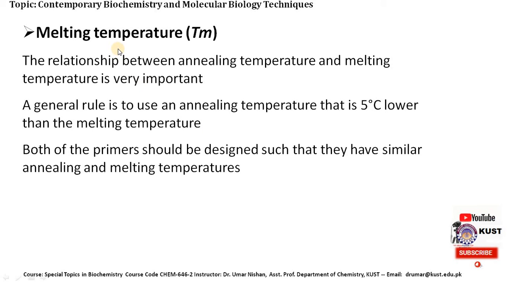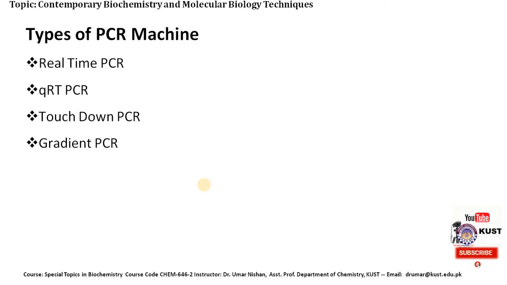Melting temperature. As you know, the annealing process happens at 54 degrees C. The relationship between annealing temperature and melting temperature is very important. A general rule is to use an annealing temperature that is 5 degrees C lower than the melting temperature. Both of the primers should be designed such that they have similar annealing and melting temperatures. So this is also a very important point while designing primers.